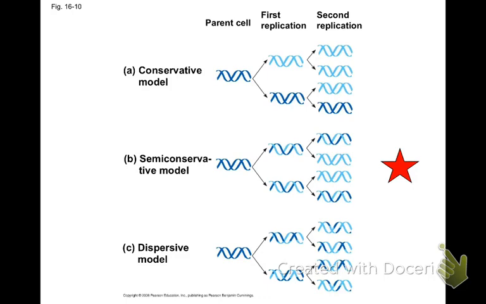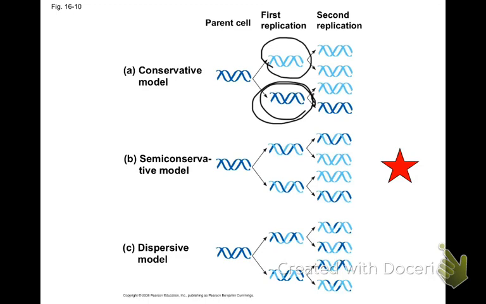The first one was called the conservative model, wherein the parent strands stay as the parent and serve as molds, and there is no connection between the parent strands and the daughter strands. There is a freshly made pair of daughter strands. The parental strand is completely conserved and nothing is changed.